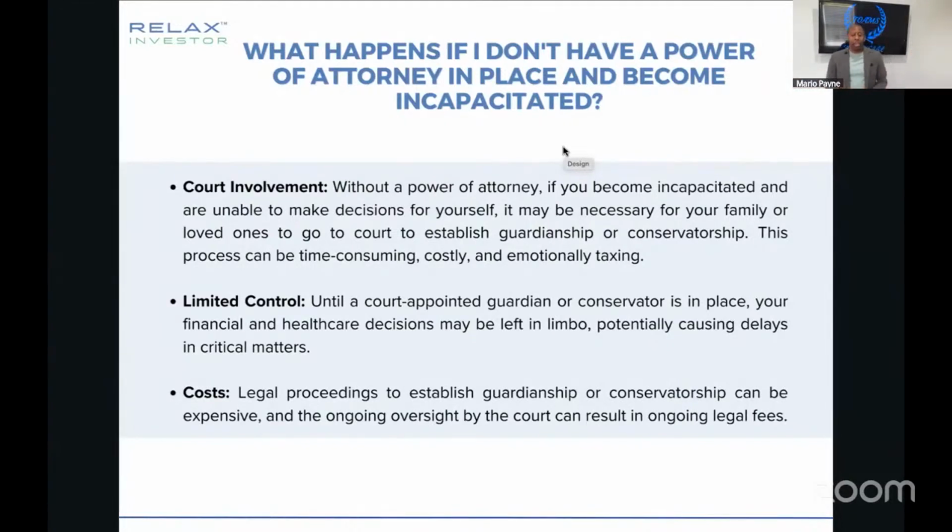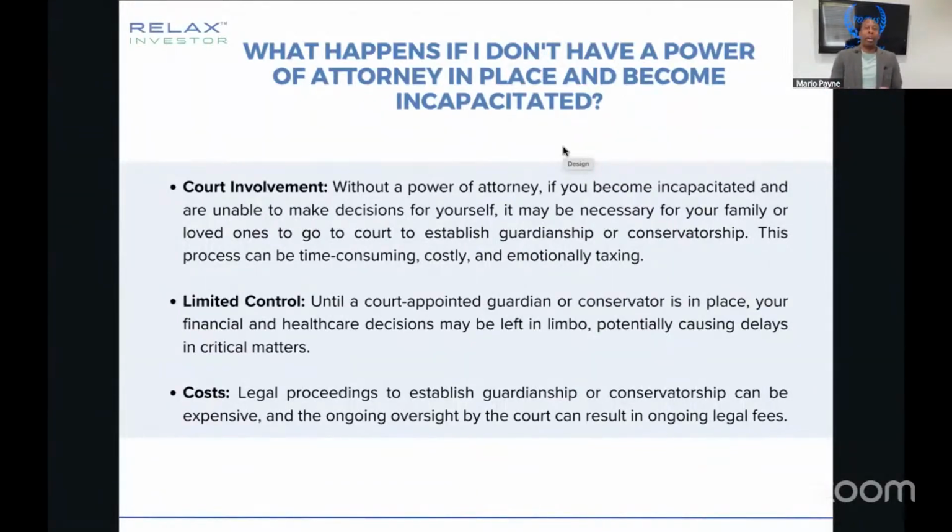Limited control. So if something is court appointed, especially if a guardian or conservator is in place, then some financial and healthcare decisions will be left in limbo. And since you are guarding the conservatorship, if you don't have maybe the assets to pay things, you're not able to go into their account because you don't have full power of attorney. You can't go into their account and use money to help pay things. So now how is a bill going to get paid? How are healthcare bills going to get paid if a person's sick or incapacitated?